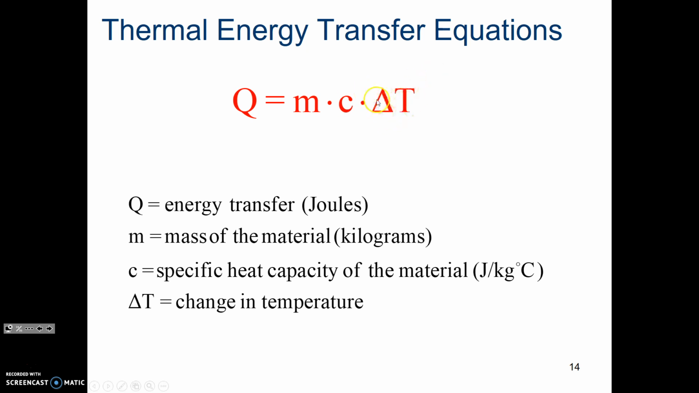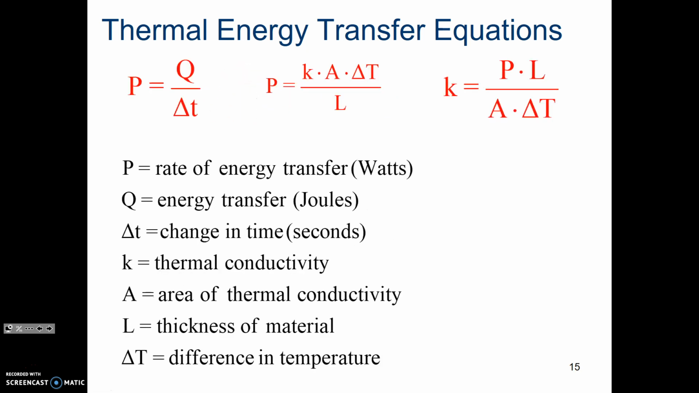Delta T is the change in temperature. The triangle here, delta, stands for the change in temperature from when it heated up to cooled off, or vice versa, from when it's cold to heating up. Q stands for the energy. So that's the energy of heat, measured in joules.